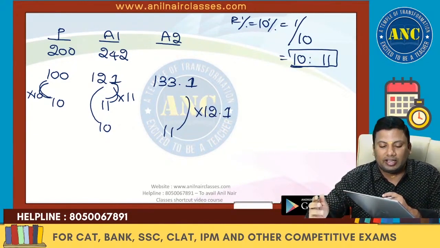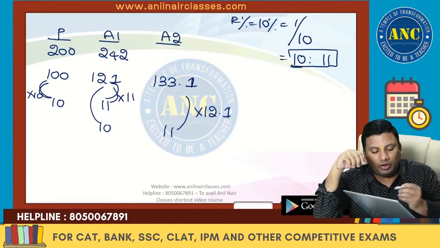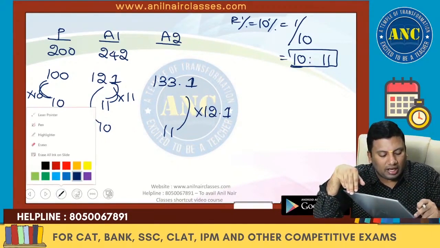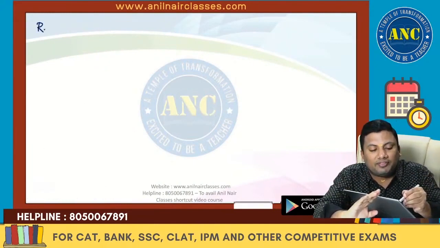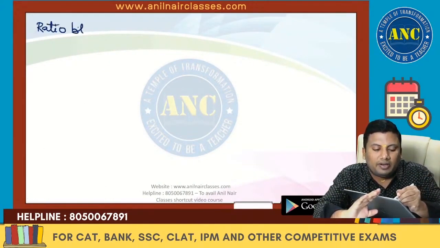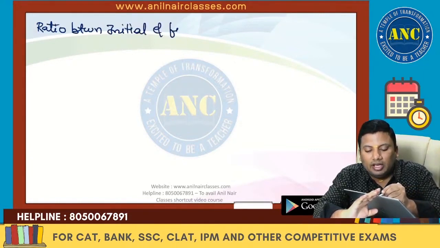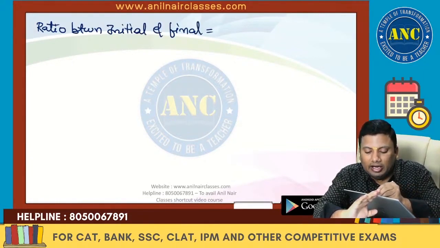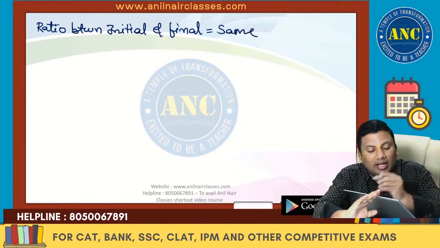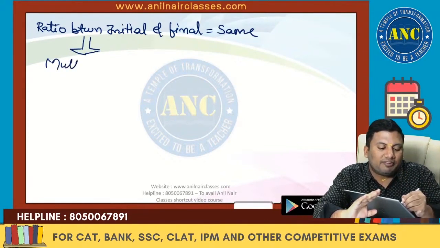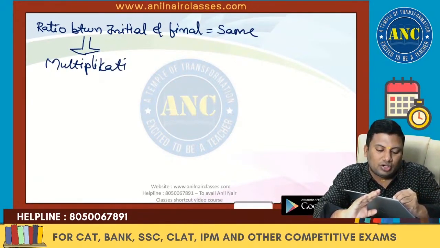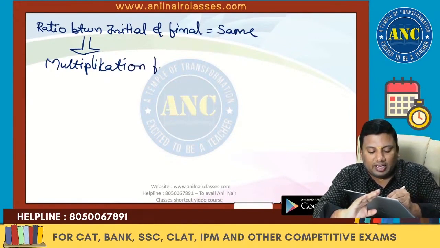Another way to look at this question, I hope the idea is clear: the ratio between the initial value and the final value should be the same. Or in other words, if the ratio is the same, the multiplication factor should be the same. If you are getting confused with respect to ratios, the multiplication factor should be the same.